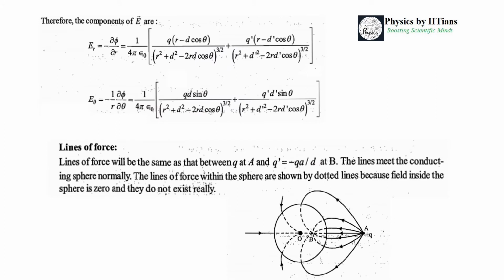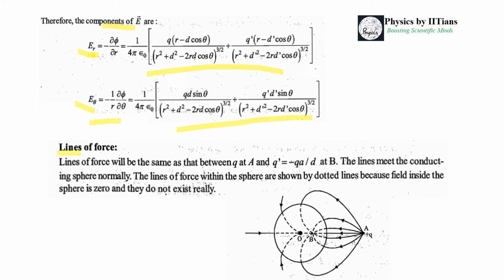Okay. So if you find the components of the electric field, that is E r and E theta, you will get E r is minus del phi del R, will be this one, and E theta is minus 1 by R del phi del theta, will be this one. Why am I not going to tell all these things? Because you will get this kind of derivation in any standard book. If you want to understand the derivation part, just go through the book. Otherwise the video will be more lengthy.